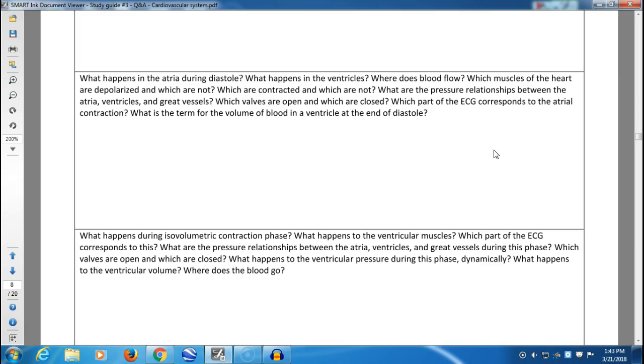If you can kind of draw it, whatever way you want, if you know the position of valves during each stage, the pressure relationships during each stage, you'll be totally fine. I promise. Okay? And you know where blood goes. So don't tell me that during ventricular ejection, blood goes into the atria. It doesn't. Okay, we're good?